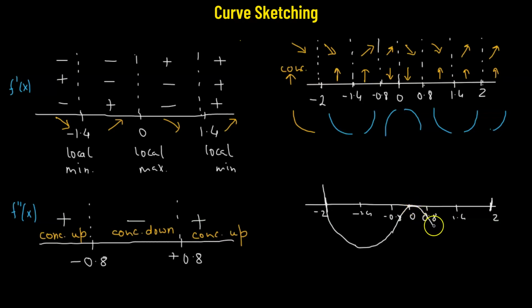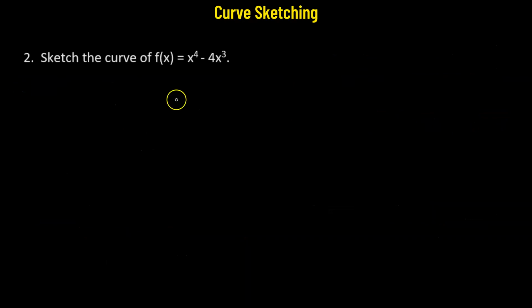And if we complete the picture, this is going to have something of this particular shape. So this is the sketch of our function f of x, which is x raised to the power of 4 minus 4x squared. You can always use a graphing calculator to check that this is what our graph will approximately look like. So let's try it out in another example.